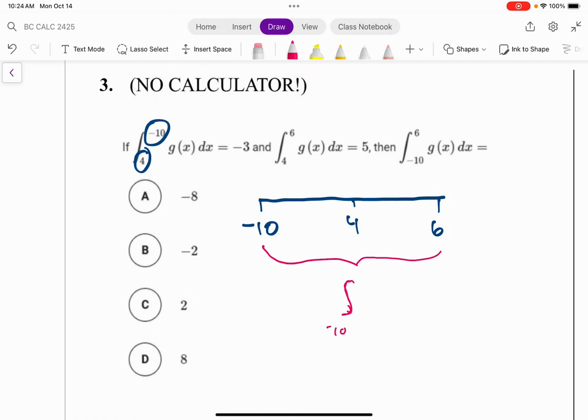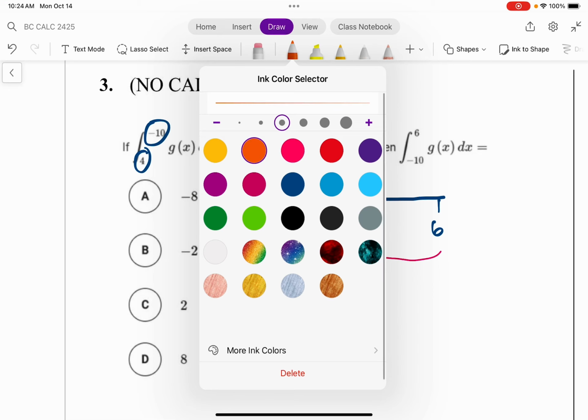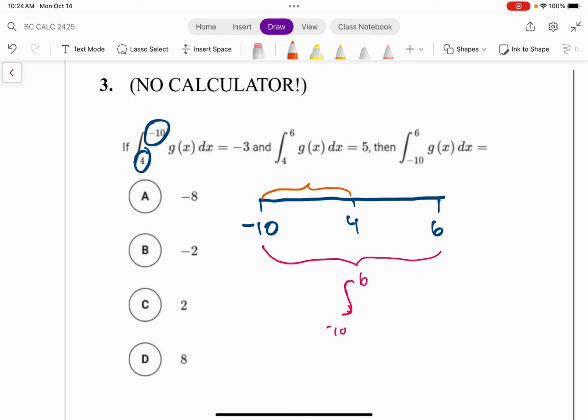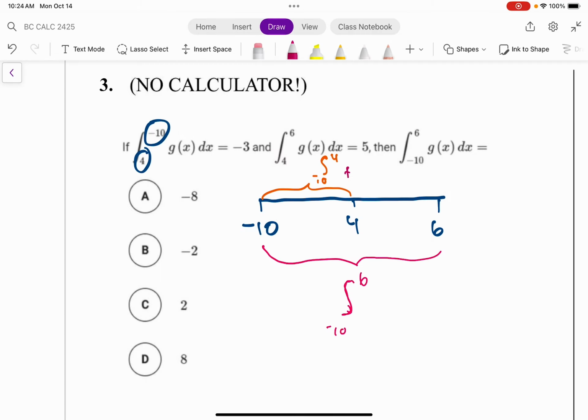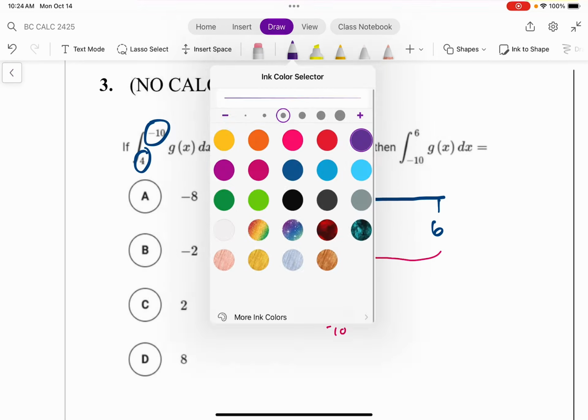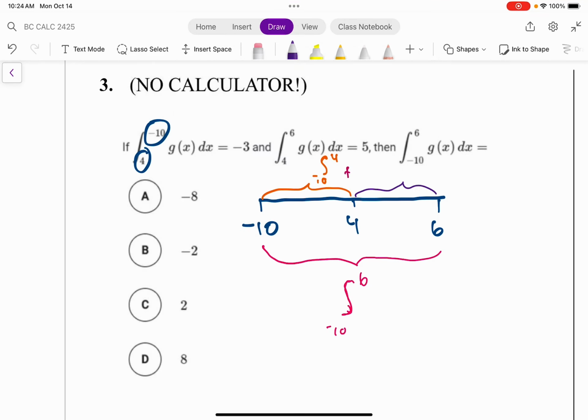I don't even need to write g of x because that's the only function involved. But that is going to be the sum total of the integral from negative 10 to 4 plus the integral from 4 to 6.